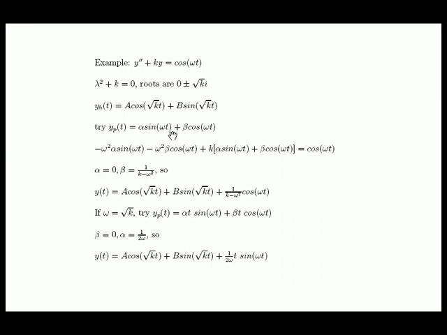So we multiply the whole thing we're trying by t and plug that in. It takes a little more work because you have to use the product rule and so forth, but plug that in and set the whole thing equal to cosine of omega t. You end up with beta equals 0. This time alpha equals 1 over 2 omega. So your particular solution is t over 2 omega times sine of omega t, and then there's the homogeneous solution.